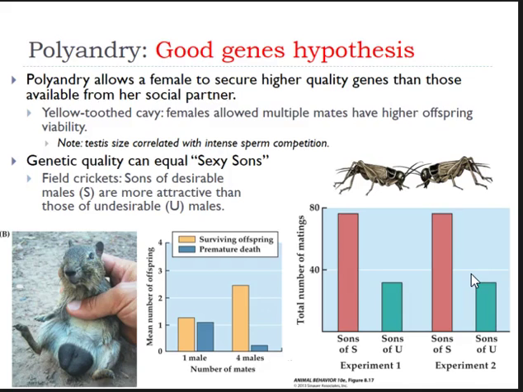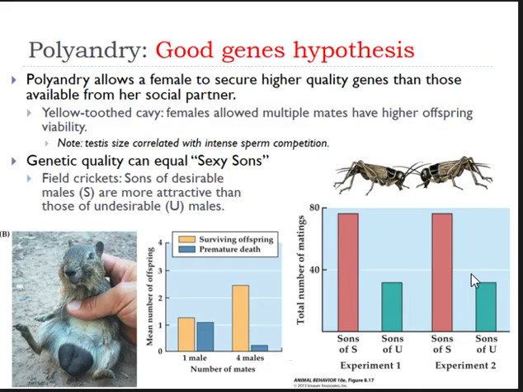Here's one. It's called the good genes hypothesis. You've seen this before, certainly. But the idea is that by being polyandrous, a female may be better able to secure good genes for her offspring. So, for example, you might have a situation where a female has a social partner of relatively low quality, but that might just be the only social partner she was able to get. And she may form a pair bond with that individual, but then sneak off and solicit extra pair copulations to get better quality genes for her offspring.